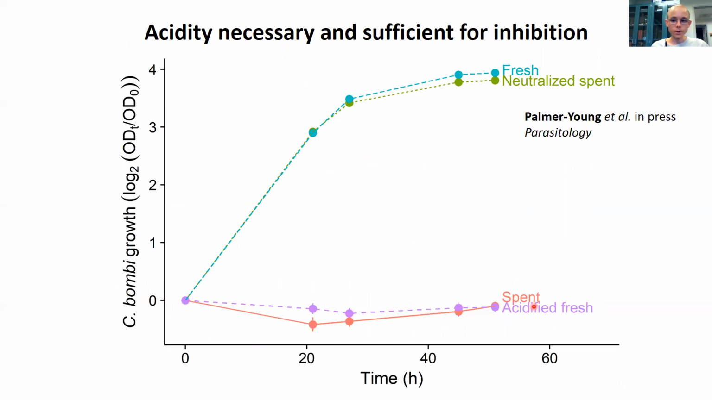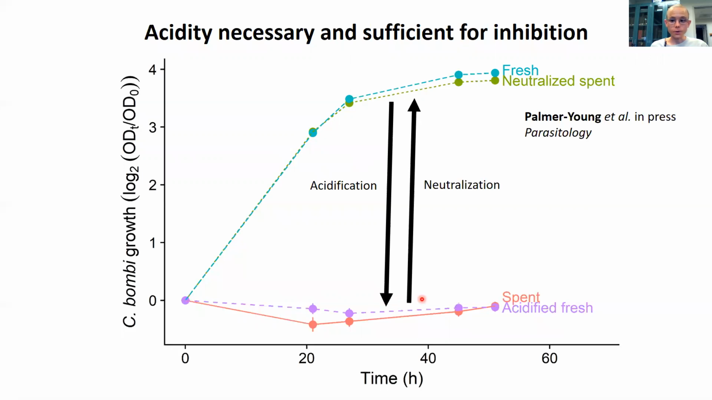The inhibitory effect was due to acid production, not nutrient depletion. Inhibition was reproduced by acidification of fresh medium. Conversely, when spent medium was neutralized, the inhibitory effect disappeared.